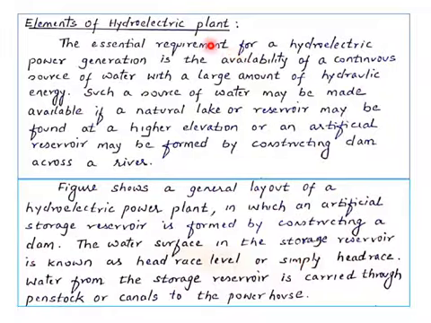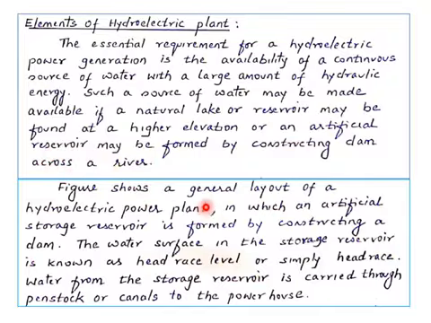So what are the elements of a hydroelectric plant? The essential requirement for hydroelectric power generation is the availability of a continuous source of water with a large amount of hydraulic energy. Such a source of water can be available from a natural lake or a reservoir, which can be found at a very high elevation. Or you can construct an artificial reservoir by constructing a dam across a river.